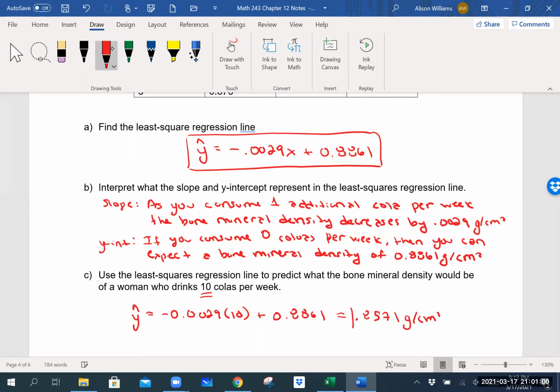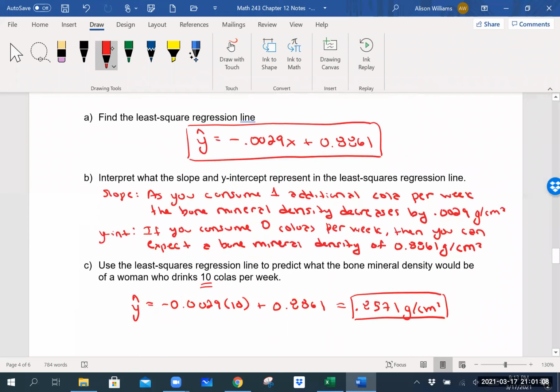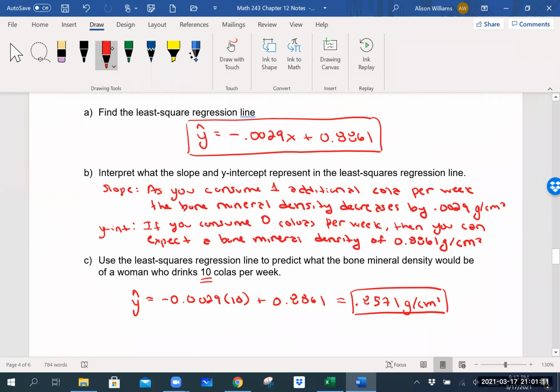I'm just going to keep tagging on that little label. So that's what I'm predicting. Pretty terrible in comparison to even the lowest here. Okay. So that's what we're predicting with this line.